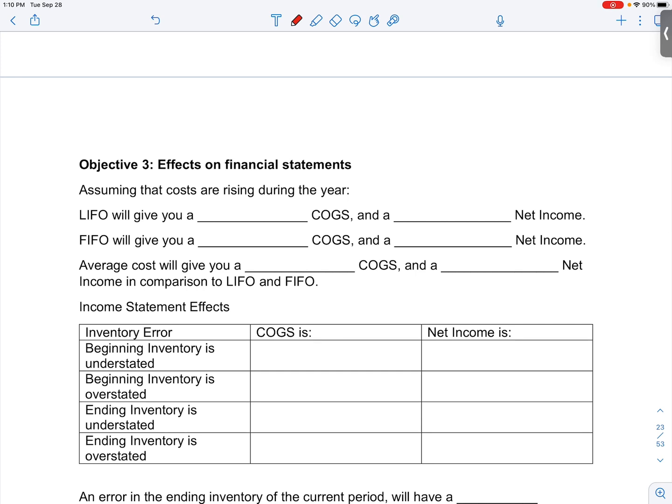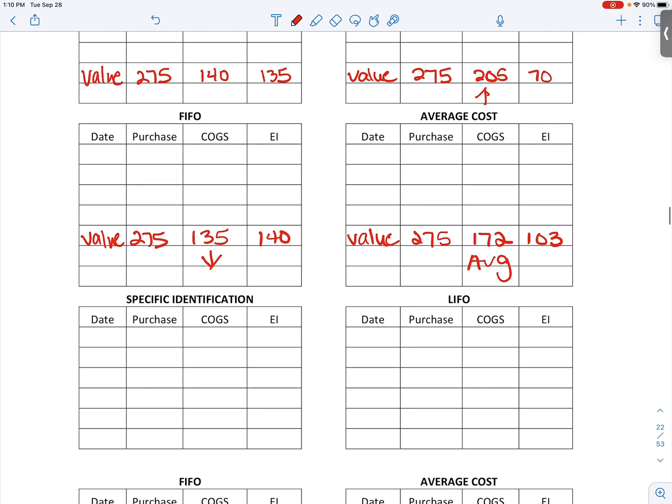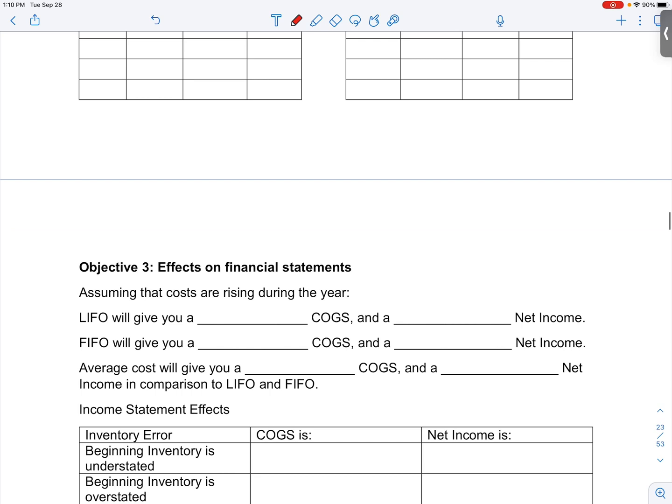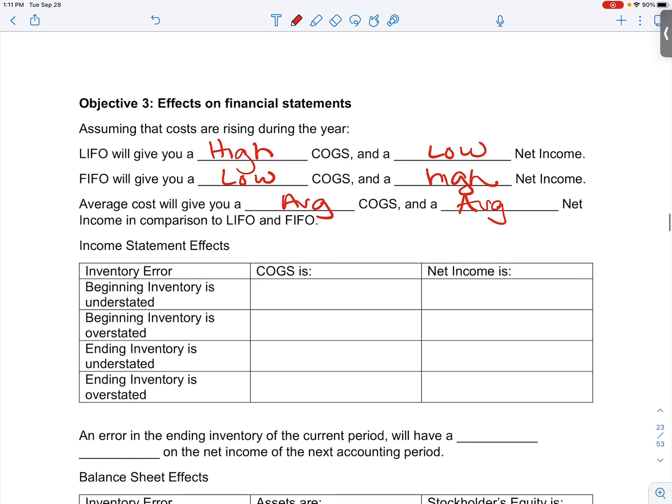One thing we do want to note, because LIFO, last in, first out, again is giving me that high cost of goods sold. Because cost of goods sold is an expense, it's going to cause a low net income. The reverse is true for FIFO. That's giving me a low cost of goods sold and therefore a high net income. And the average cost will give you that average, right? So understand the income statement effects of this.